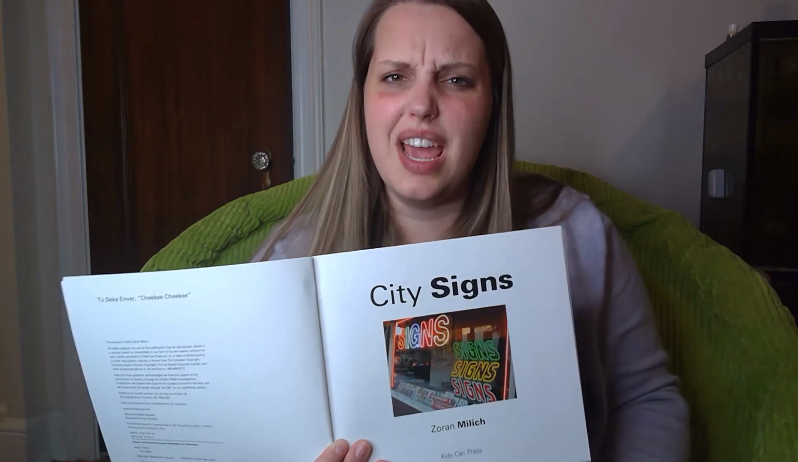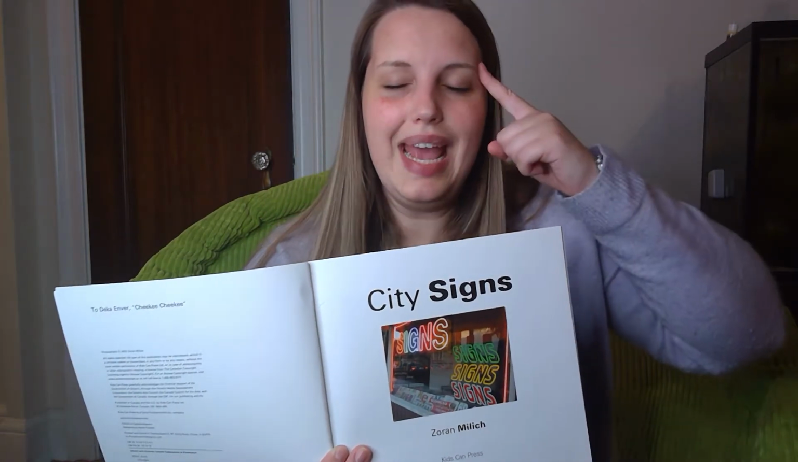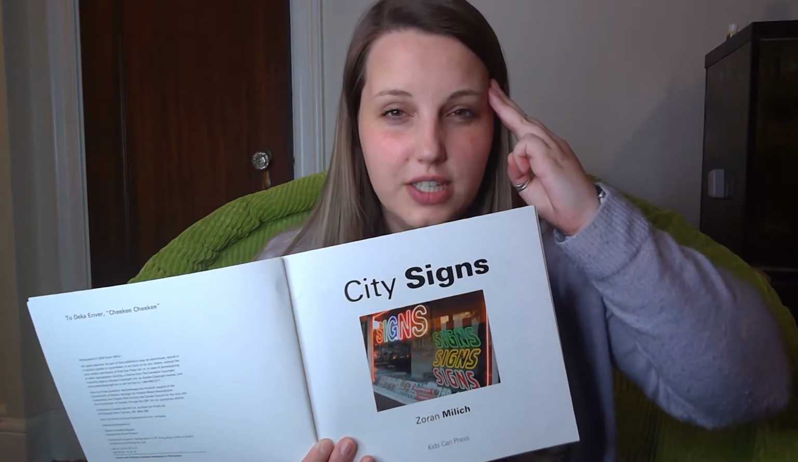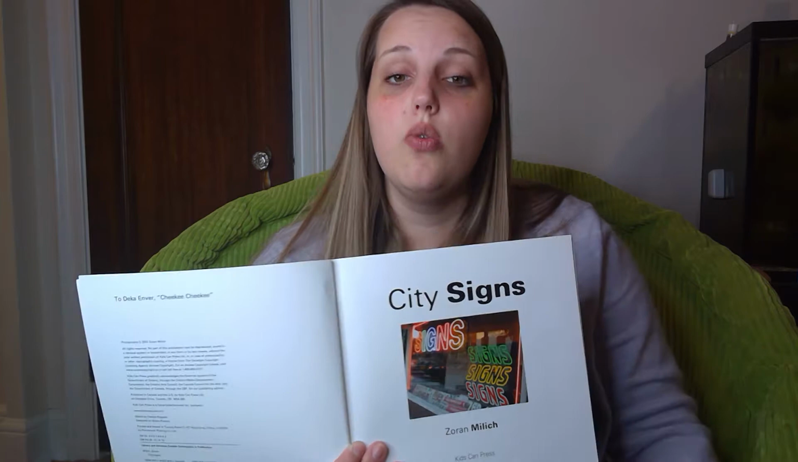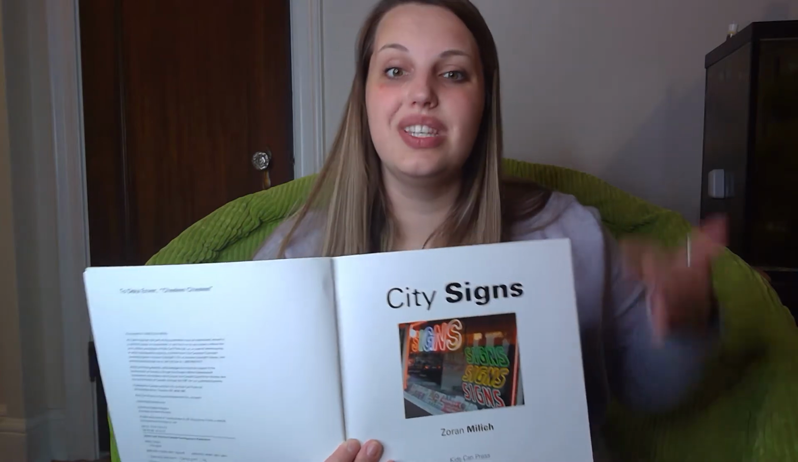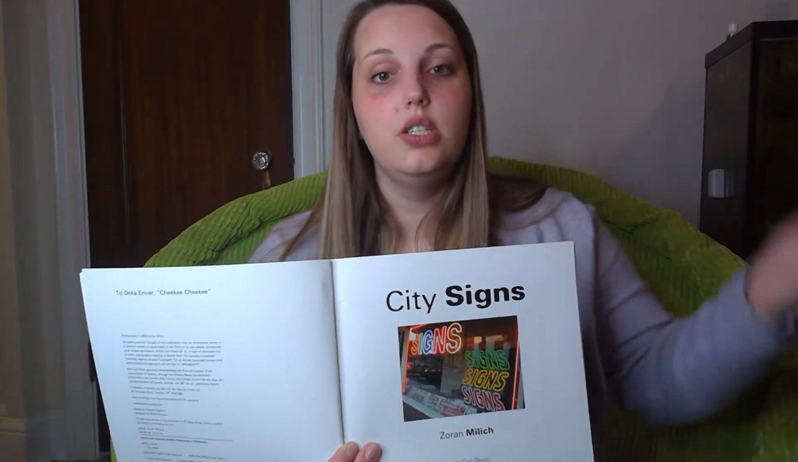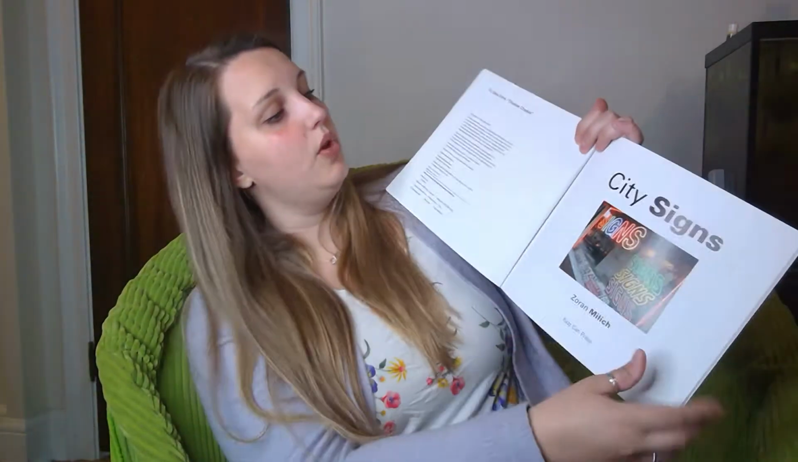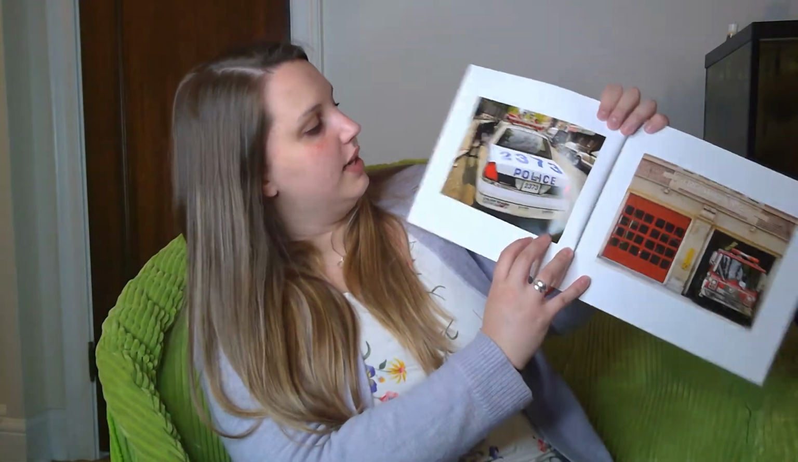Ooh, let's say the word inferences three times. Inferences, inferences, inferences, or an inference. That, like I said, is to use things that we already know to help us understand something that we're looking at. Okay, so city signs. Oh, we saw that on the cover. What word did we say this is? Police, right. This is a police car.